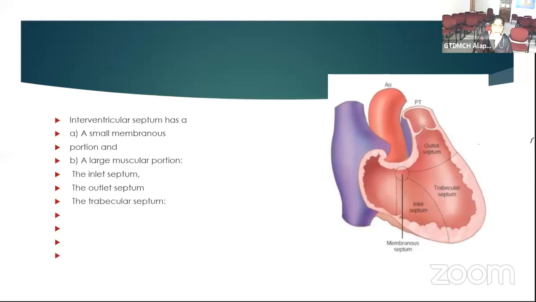Coming to the interventricular septum, it has a small membranous portion and a large muscular portion. The large muscular portion is further divided into inlet septum, outlet septum, and trabecular septum.